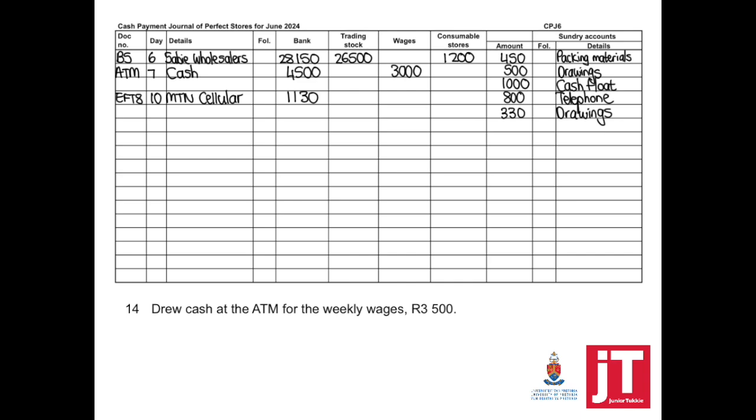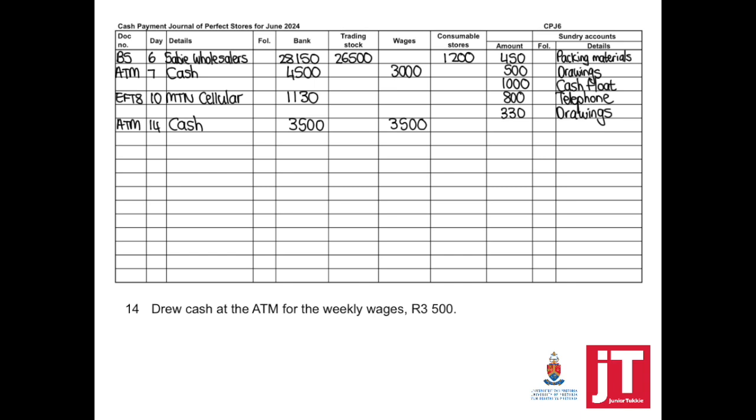Day 14. Drew cash at the ATM for the weekly wages, 3,500. Again, make sure it's not in the same line as the drawings. In the next line, source document, ATM, day 14, cash. Now, the wages is 3,500. There's always a double entry principle that's being applied.